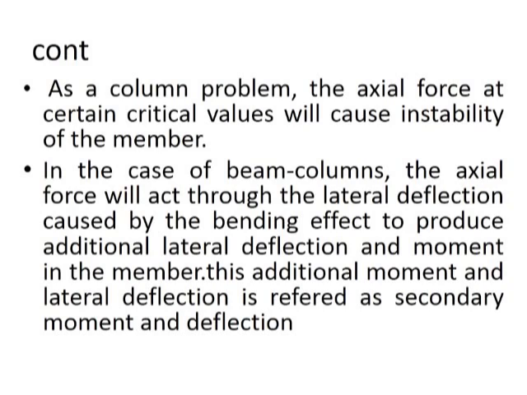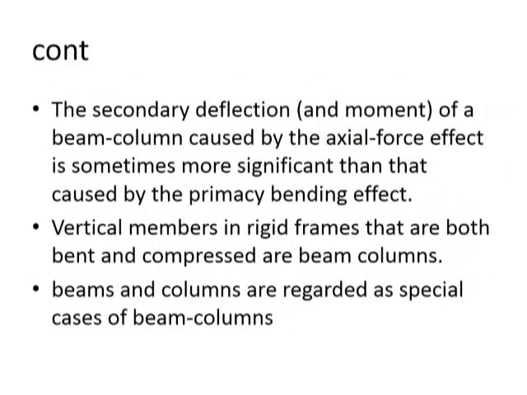Now, in the case of beam columns, the axial force will act through the lateral deflection caused by the bending effect. That will produce an additional lateral deflection and moment in the member. This additional moment and lateral deflection is referred to as secondary moment and deflection. The secondary deflection of a beam column caused by the axial force effect is sometimes more significant than that caused by the primary bending effect. Vertical members in rigid frames that are both bent and compressed are beam columns. Beams and columns are regarded as special cases of beam columns.